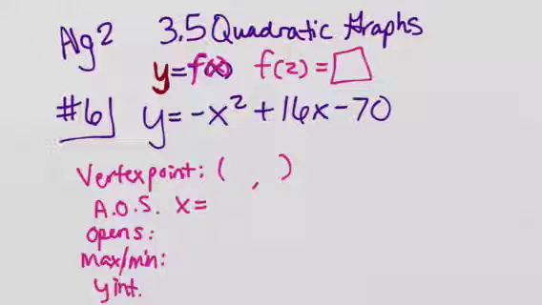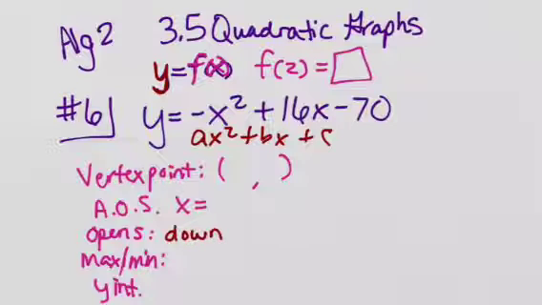So what I'm going to start with is finding the opening direction. So what I do is I look at the a value, and this is in standard form, ax squared plus bx plus c. And so the a value is -1, so it is negative, so it's going to open down. And if I think about a parabola that opens down, then it is going to have a maximum point, because I'm going to have a point here at the top that is the highest I can go. So I'm going to say it's a maximum, and we will find that point here in just a second.